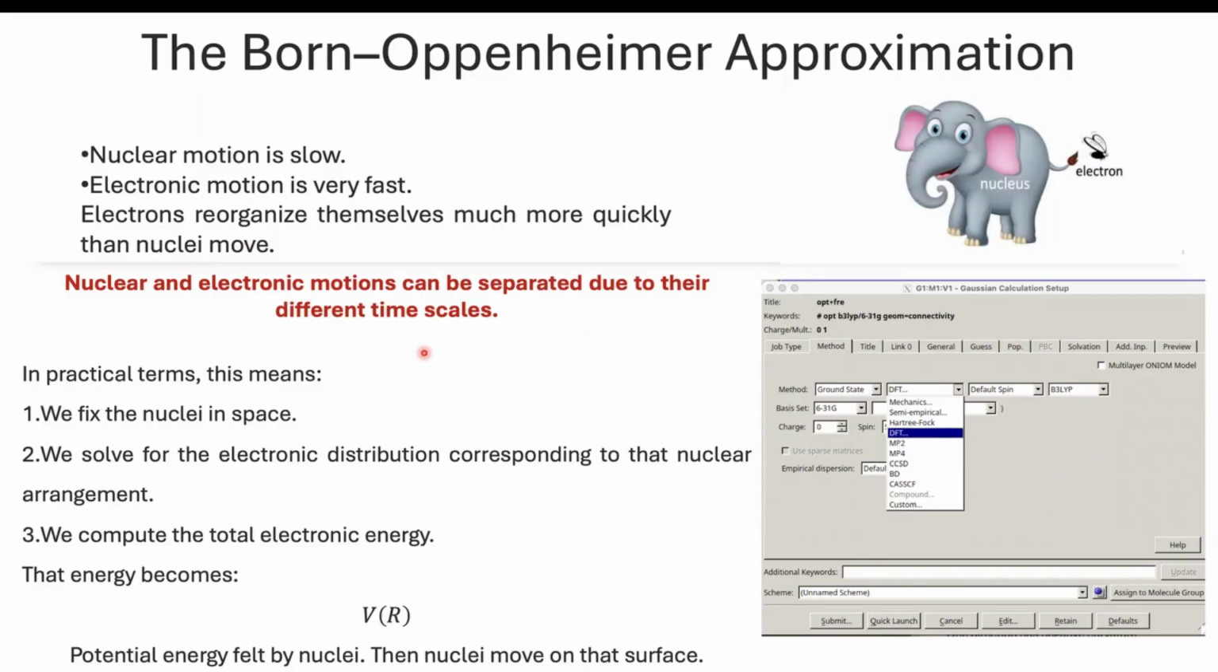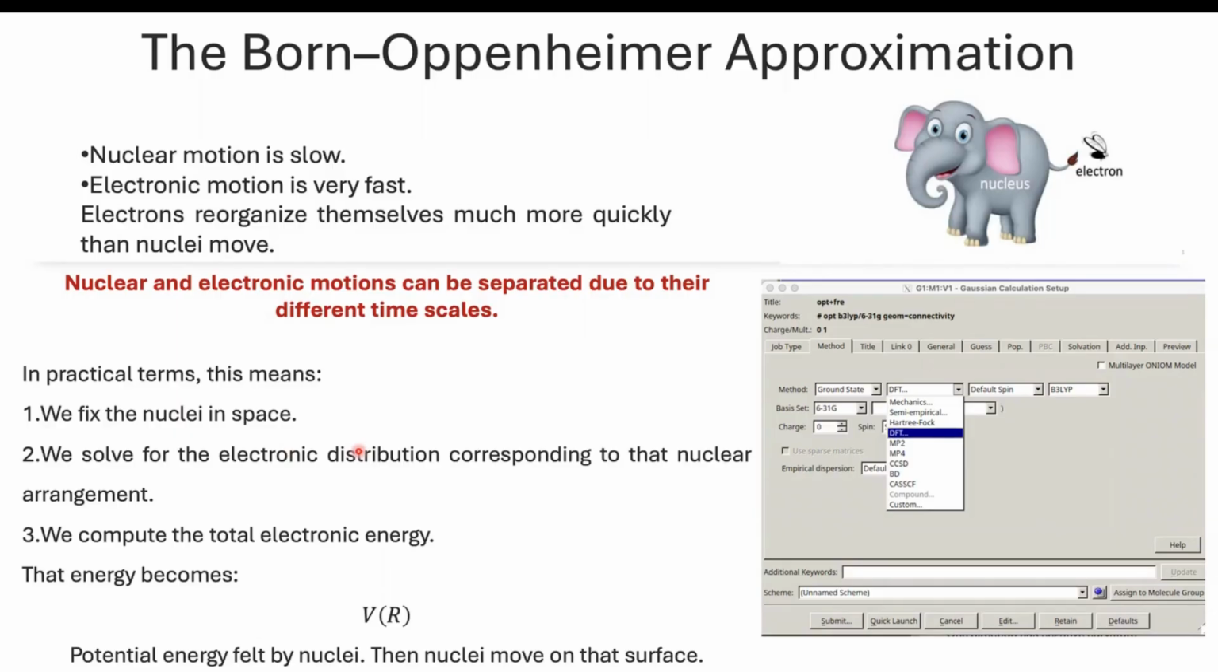In practical terms, this means we fix the nuclei in space, we solve for the electronic distribution corresponding to that nuclear arrangement, and we compute the total electronic energy. So, the energy becomes the potential V(R). This is the potential felt by the nuclei. The nuclei move on that surface.